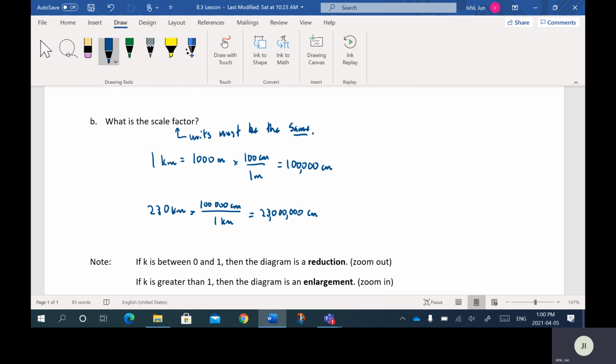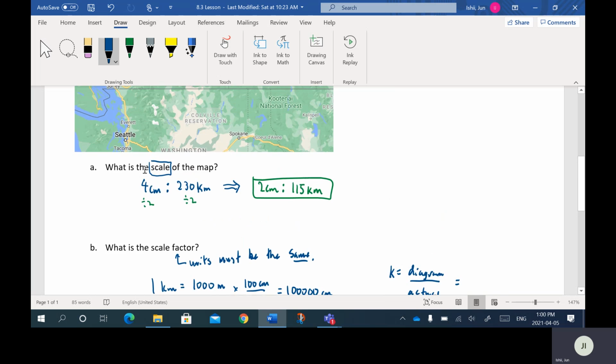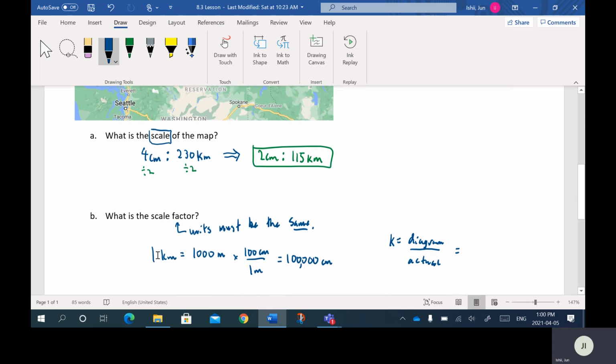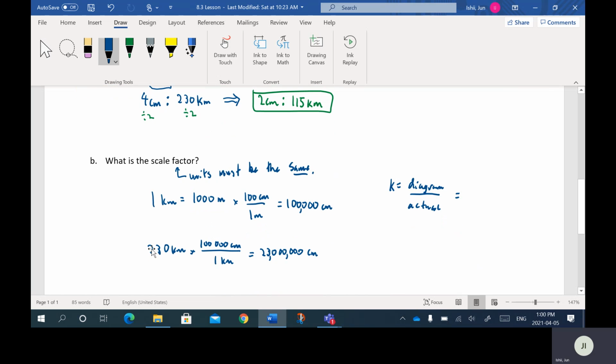Therefore, the scale factor, again, was the diagram measurement over the actual measurement. If I scroll back, on the diagram it was 4 centimeters from Vancouver to Seattle. So I'm going to write 4 centimeters up top, over the actual distance, which is 23 million centimeters.